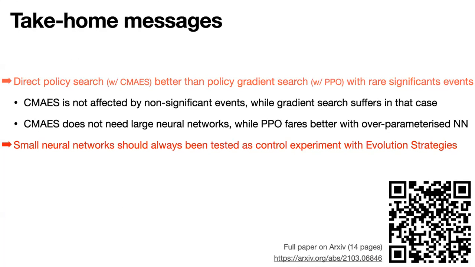CMAES also does not need large neural networks, while PPO fares much better with over-parameterized neural networks, which can be expected but also requires a larger cost in terms of computation. Another conclusion and take-home message is that small neural networks should always be tested as control experiments when using evolution strategies. If you are interested, please come and see our posters.